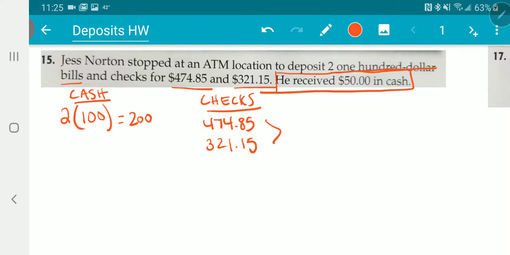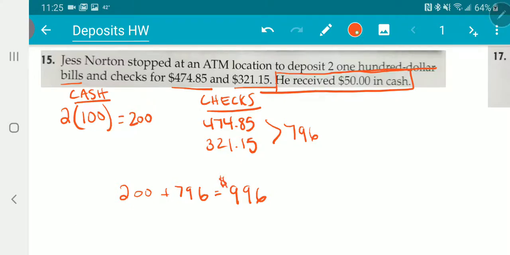So in total, for checks, plug that into my calculator really quick. That is a total of $796 in checks. So combine cash and checks. 200 plus 796 is going to get me $996. Now that is my deposit. That's what's going into the bank.